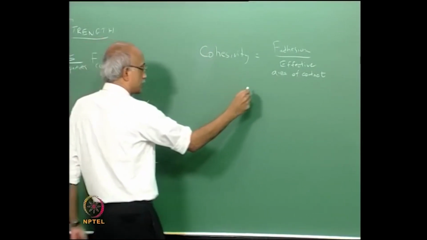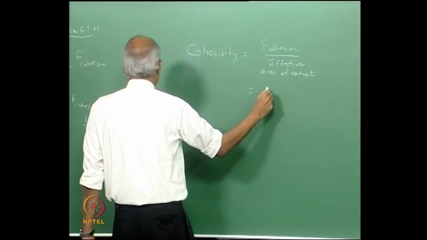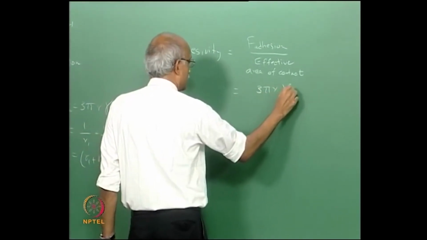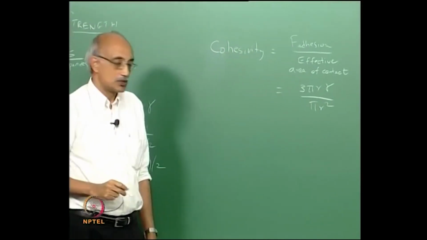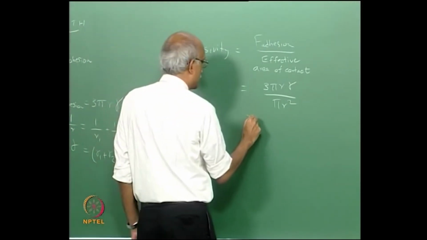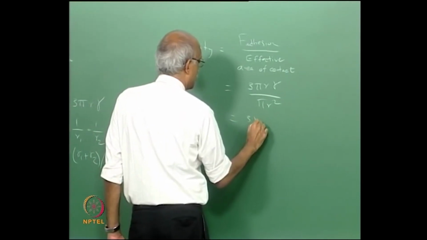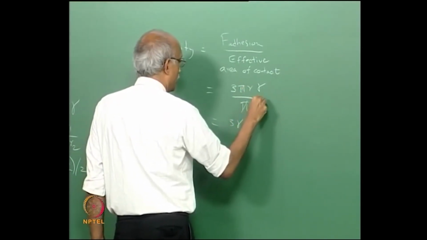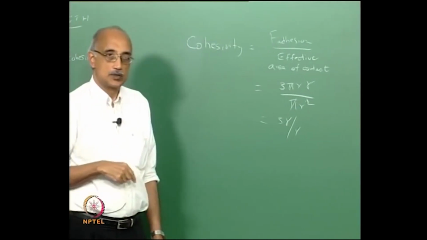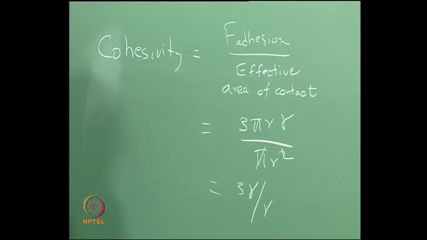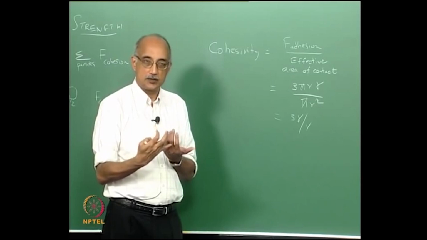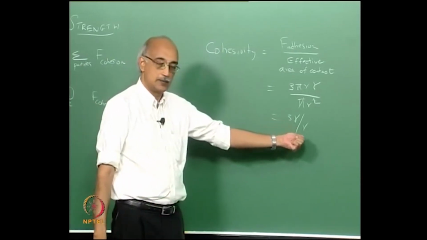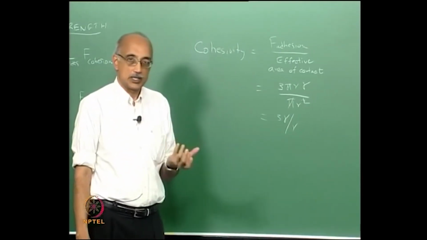Because here, if you look at this expression, this is 3 pi r gamma divided by pi r squared as an approximation. So, you can see that cohesivity itself has a dependence of 3 gamma over r. So, this is more in line with what we have been discussing in this course so far, that cohesion or adhesion, the tendency to adhere between adjacent particles, scales with surface energy and scales inversely with size.